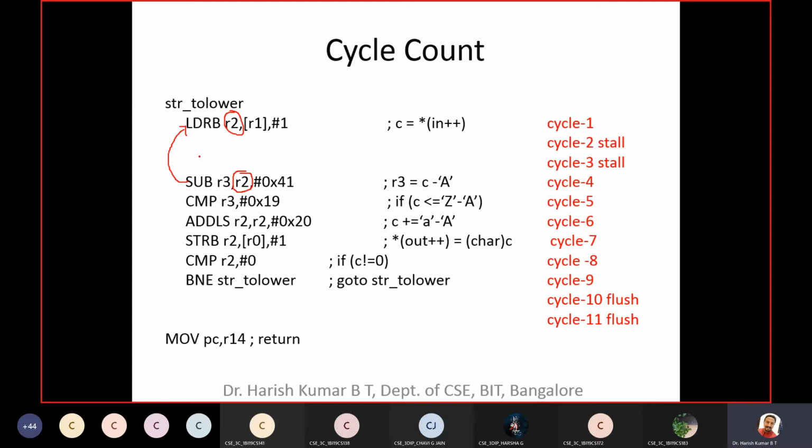This subtract instruction is dependent on LDRB. So in the previous class, we understood the load interlock problem, because the subtract instruction is the very next instruction after the load instruction. Now how many clock cycles does this subtract instruction have to wait in the execute stage to get the data? 2 cycles, 2 stall cycles. If this is clock cycle number 1, then clock cycle number 2 is a stall, and clock cycle number 3 is again a stall.